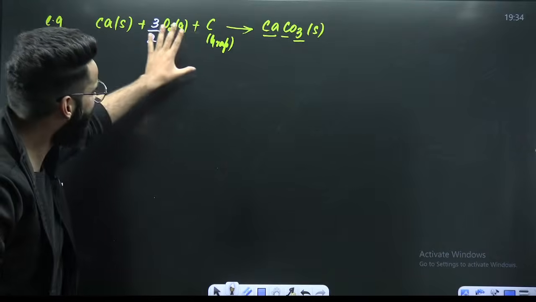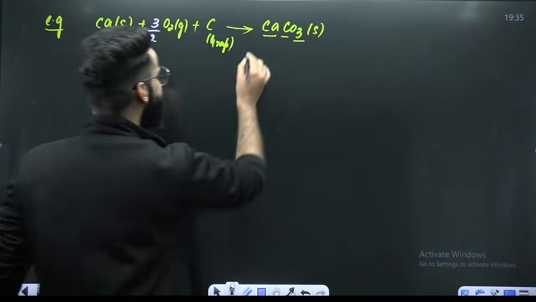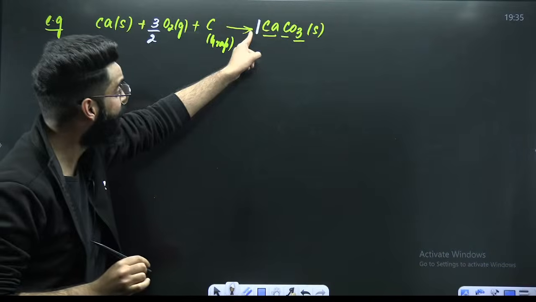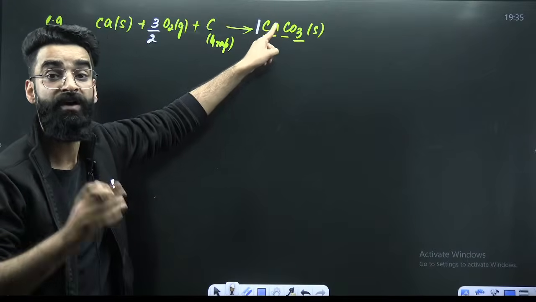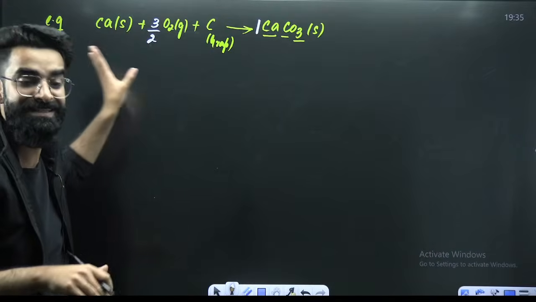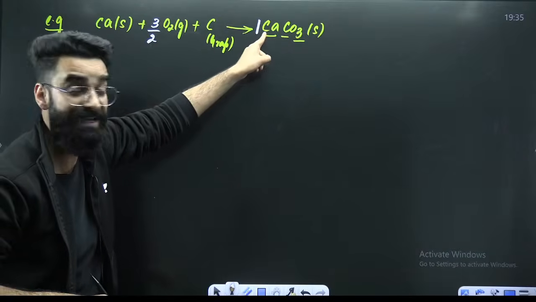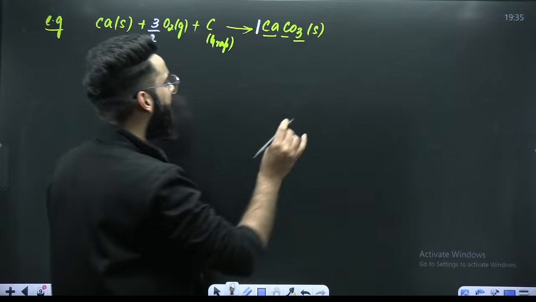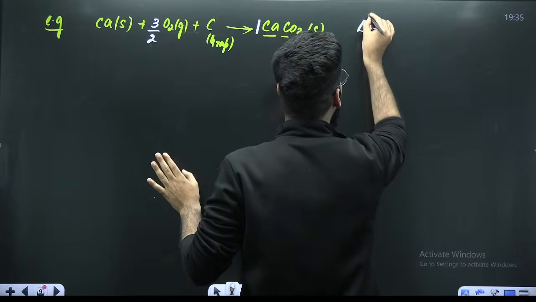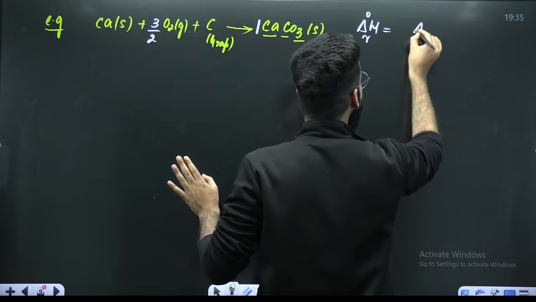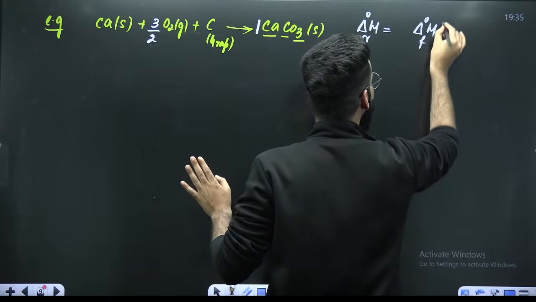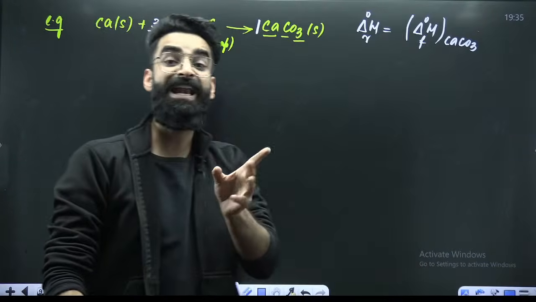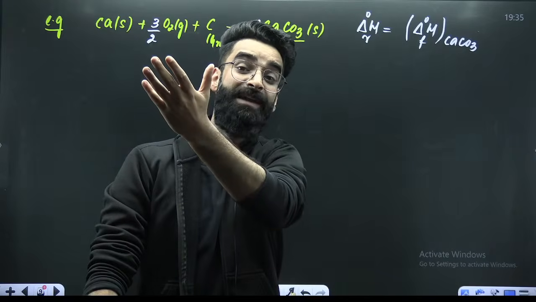My dear students, in this reaction, if you observe carefully, can I say 1 mole of calcium carbonate is being formed? Absolutely, 1 mole of calcium carbonate is being formed from its elements which are present in their standard states. The amount of heat absorbed or released during this particular reaction, I will be calling that as the enthalpy of formation of calcium carbonate. I told you, enthalpy of reaction, sometimes you call it as enthalpy of formation.